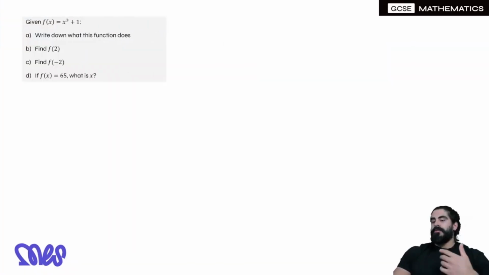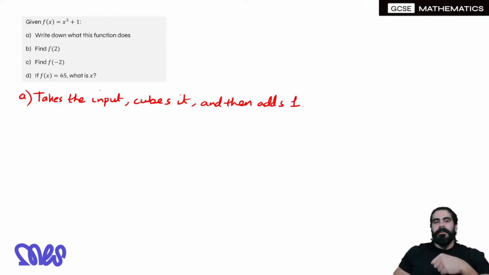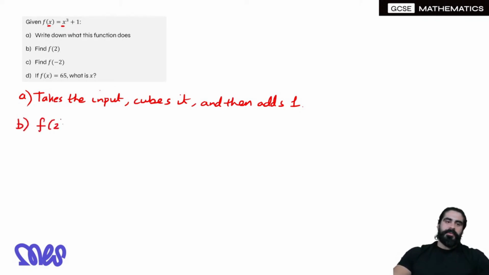So let's make sure we know how to work with the algebra of function notation. Given that f of x is x cubed plus 1, write down what this function does. So in general terms, what this function does is it takes the input, it then cubes it, and then adds 1. So in English, that's what it's doing. Whatever the input is, remember x is the input, it's going to cube that input, and then it's going to add 1.